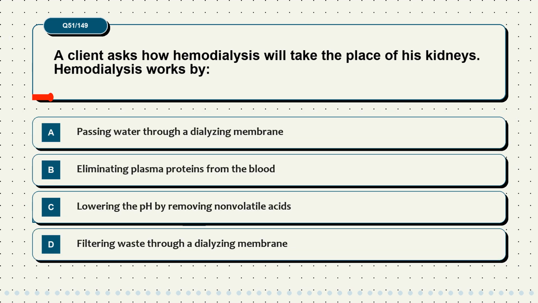Question 51. A client asks how hemodialysis will take the place of his kidneys. Hemodialysis works by. Here are the options. Option A, passing water through a dialyzing membrane. Option B, eliminating plasma proteins from the blood. Option C, lowering the pH by removing non-volatile acids. Option D, filtering waste through a dialyzing membrane.